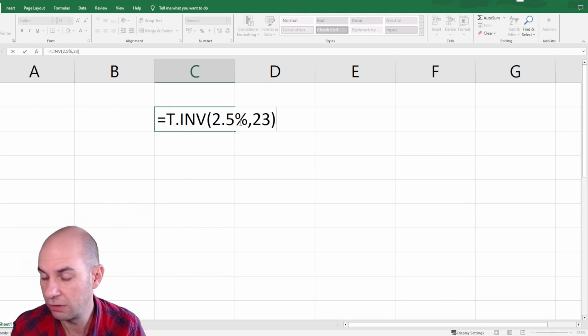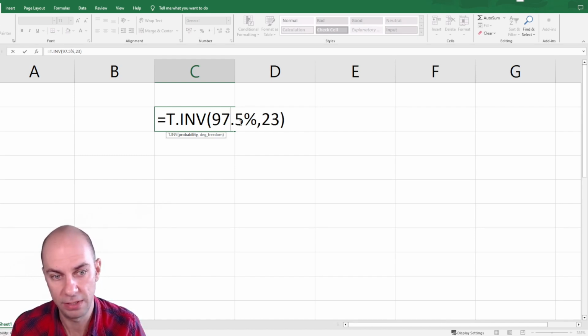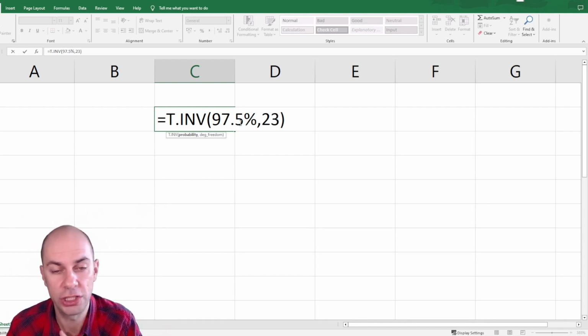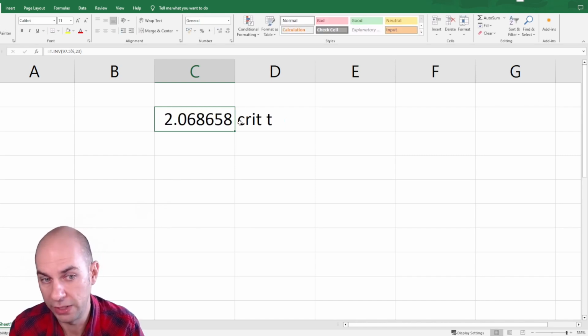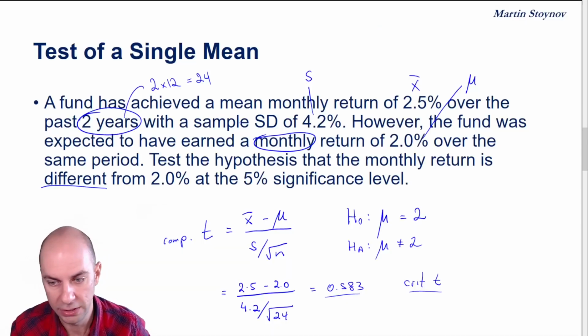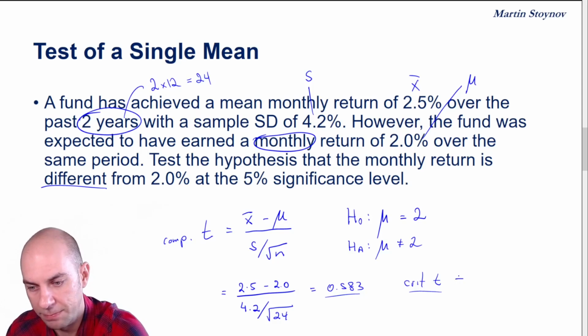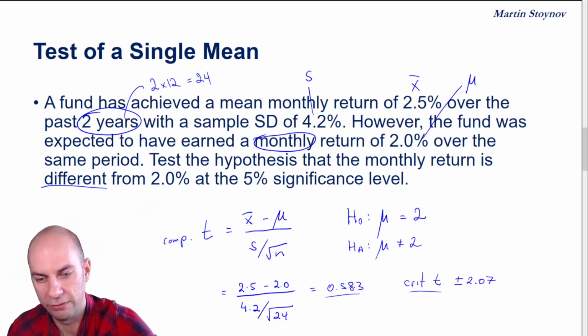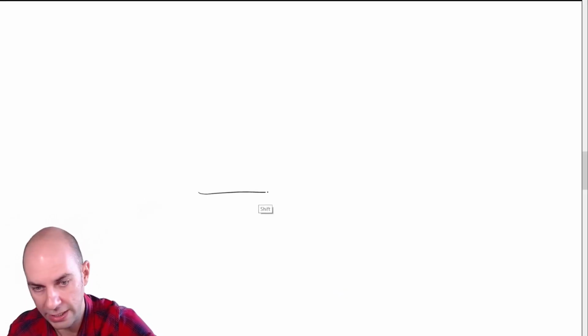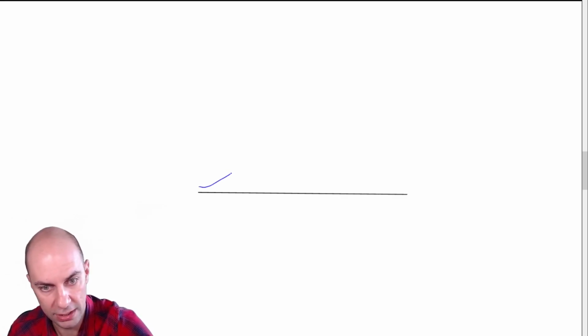If I want the critical value to the right, I can simply write 97.5%. Essentially, I want 97.5% in the left portion of my distribution, and that will tell me the critical value to the right. Of course, I get the same value, which is 2.07. We're going to draw that in a minute, so you'll see. The critical value is plus or minus 2.07, whereas the computed value is 0.583. So let's go on to the whiteboard again and draw our lovely distribution.